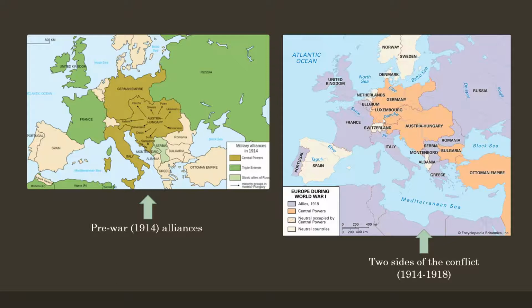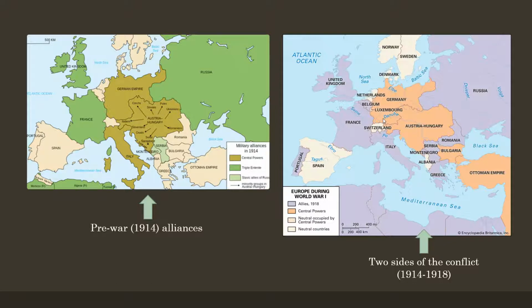1914, those are what our alliances look like. On the left, you have the Central Powers. Actually, it's called the Triple Alliance. It's not really the Central Powers, technically, because Italy is not going to join the Central Powers when the war breaks out. Italy stays neutral. But we have these two camps.